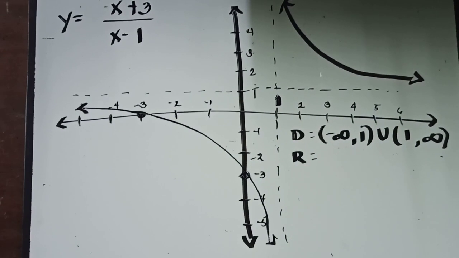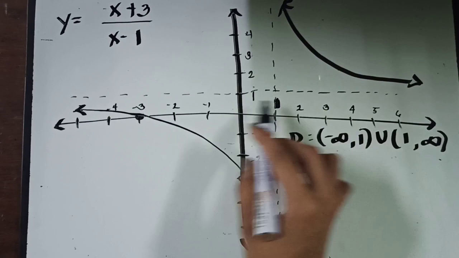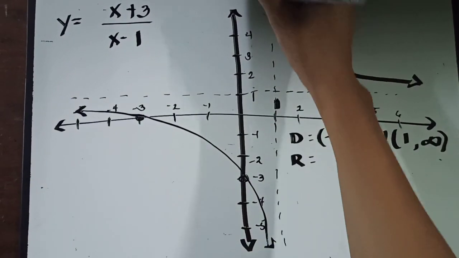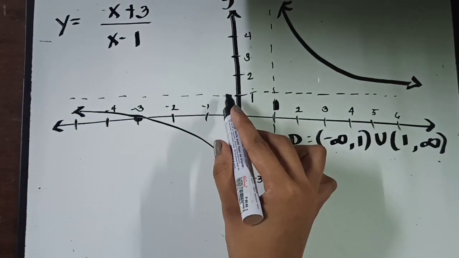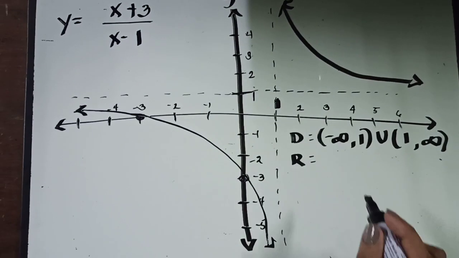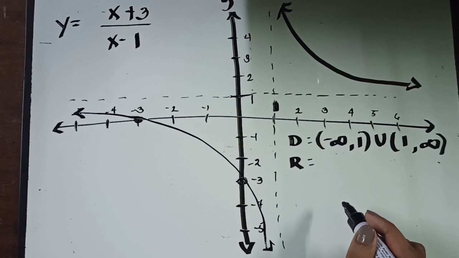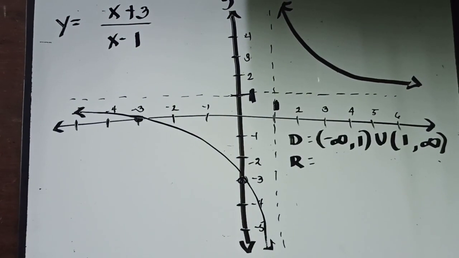So, for the range naman natin, once again graph natin yan, i-check nyo yung graph. Okay, so y-axis tayo. So, this is our y-axis. So, saan ulit sila hindi nag-meet? Sa y-axis. Saan sila hindi nag-meet? Alin dyan yung point na hindi na-touch ni graph? So, that is positive 1 din.